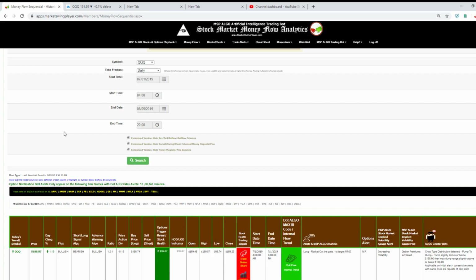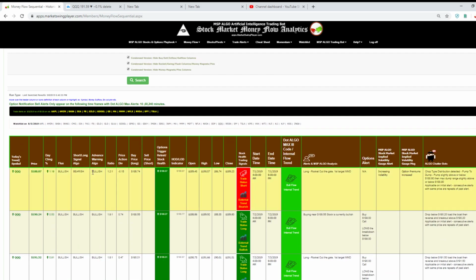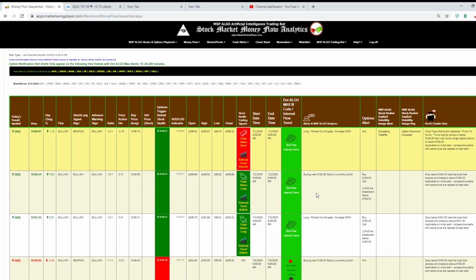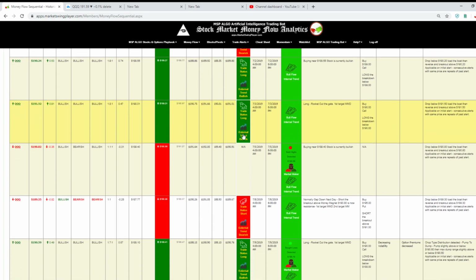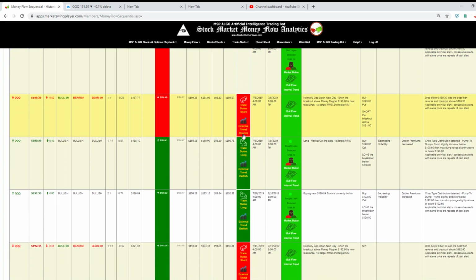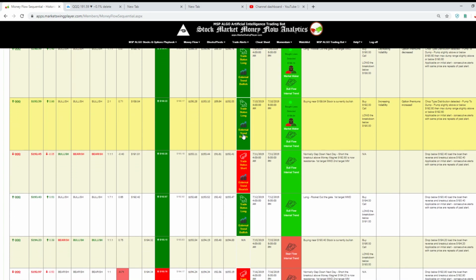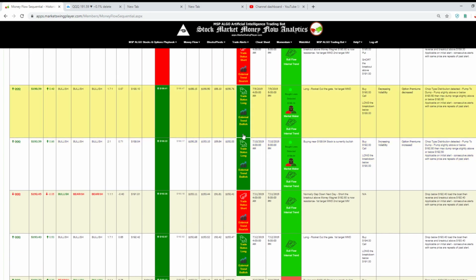So this is the daily view for QQQ, and the date I have is the 7th of July to the 5th of August. So we could see that MSP ALGO was short, and then she went long and got out, and it was a short, and then it was long again. That's what I'm saying. If you think you're going to swing trade and just sit here and wait for a week or two, that's not what the market's doing. You need to trade what the market's doing. If the market got you in and out, you're going to have to be in and out.